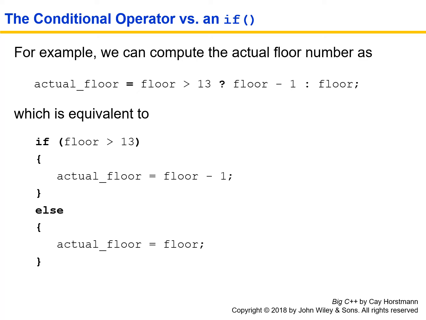The conditional operator is always equivalent to an if-else statement. So you can say actual floor equals floor greater than 13, question mark, floor minus 1, colon, floor. And that's equivalent to this entire block of code that we've been writing this whole time to solve the elevator problem.